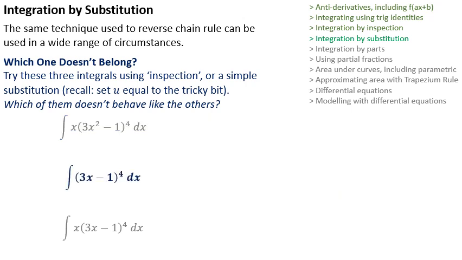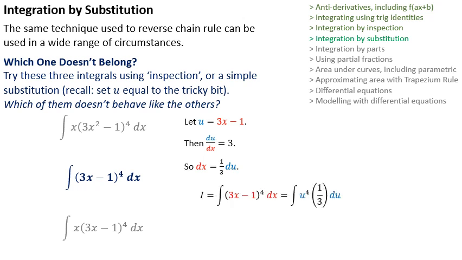Let's look at the next one. This has 3x minus 1 inside a bracket raised to the power 4, and what makes this one nice is that the derivative of that awkward bit, the derivative of 3x minus 1, is just a constant. So this, in some sense, is even simpler than the inspection cases that we looked at last time. If u equals 3x minus 1, then du by dx is just 3. So we can replace dx with a third du.